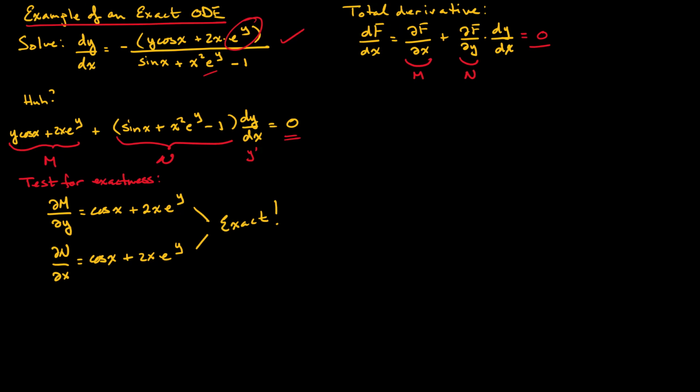So if we have an exact differential equation, then the solution to the ODE, which is the function f, tells us that the partial of f with respect to x must be equal to M. So let's say that the partial of f, which we don't know yet, is equal to M, which is equal to y cosine of x plus 2x e to the power of y.